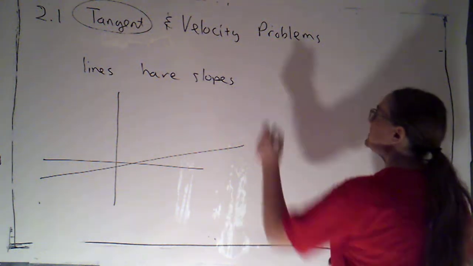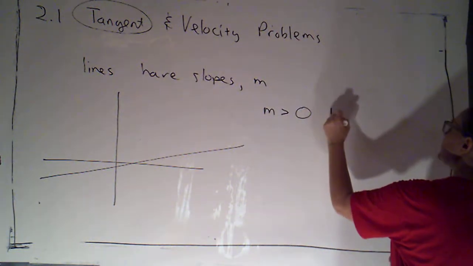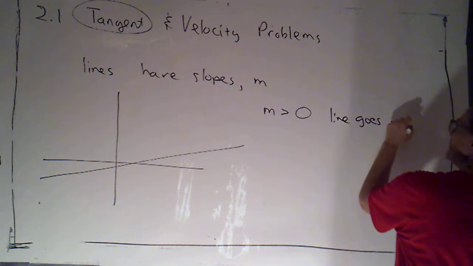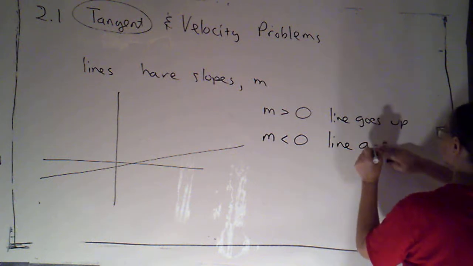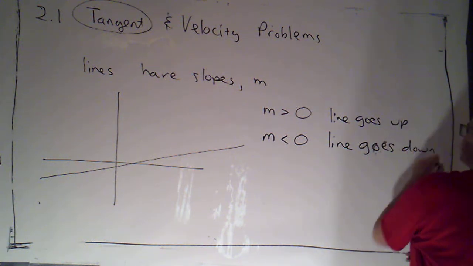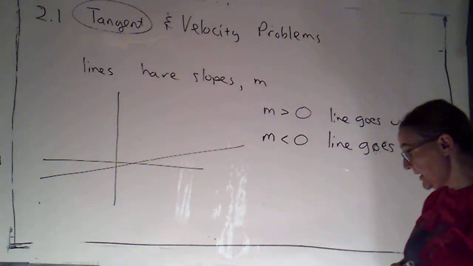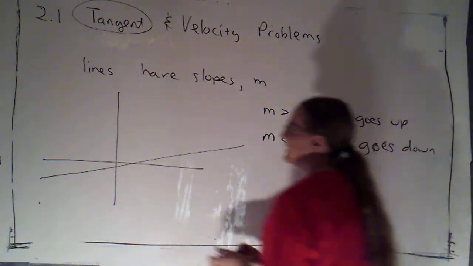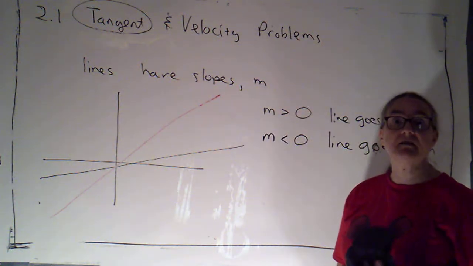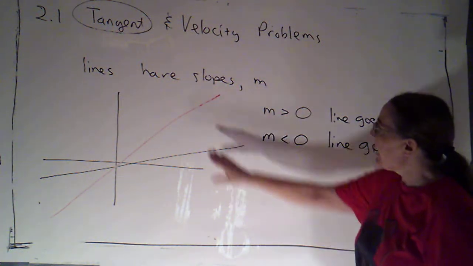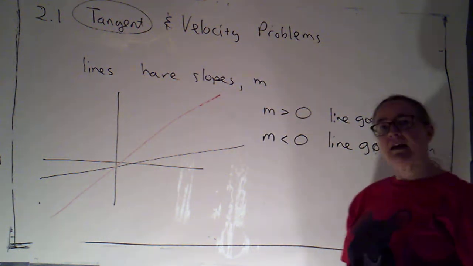And of course, if we call the slope m, if m is greater than 0, the line is going up. And if m is less than 0, the line is going down. So this would have a positive slope because it is going up. Now, here's another line. That would also have positive slope because it's also going up. And that line would have a slope that would be bigger than this one.